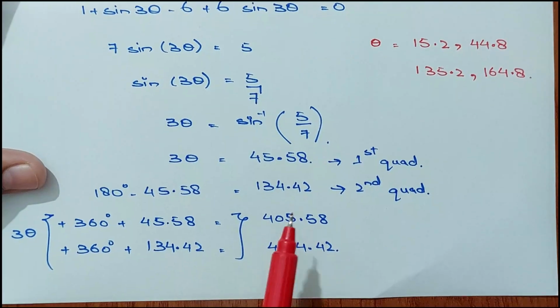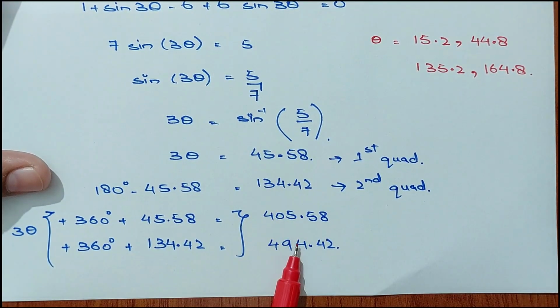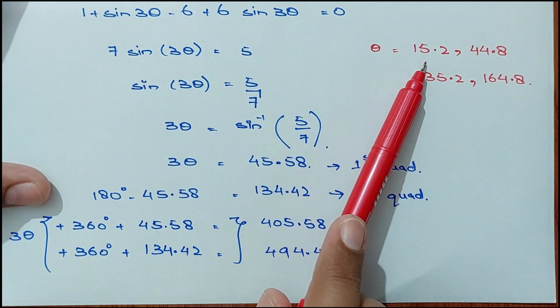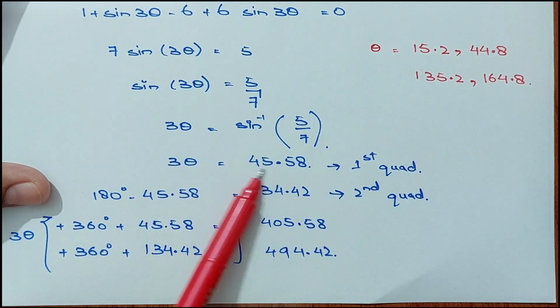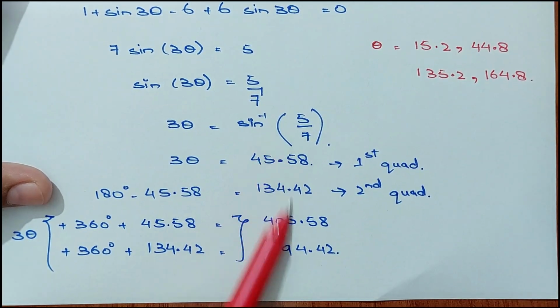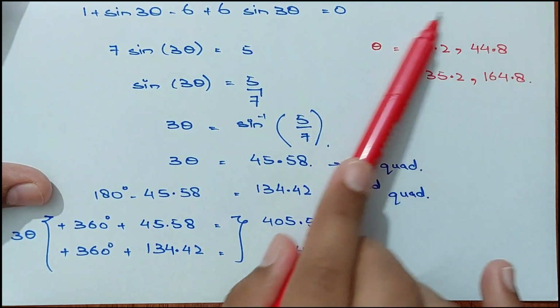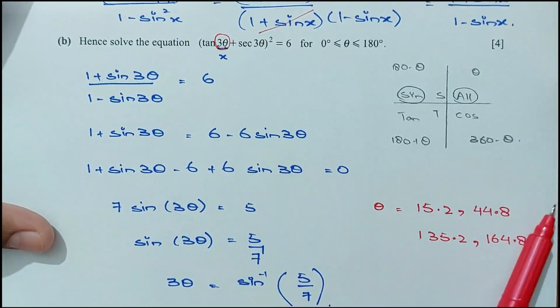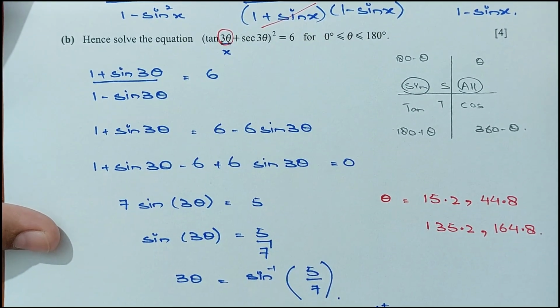Now as you can see, we have 4 answers for 3 theta. To get the value of theta, I just divided all the values by 3, and these are my 4 solutions. As you can see, all 4 solutions are between 0 degrees and 180 degrees.